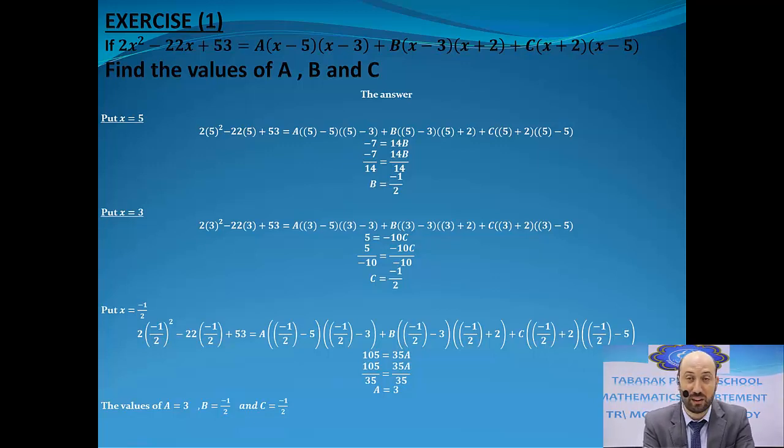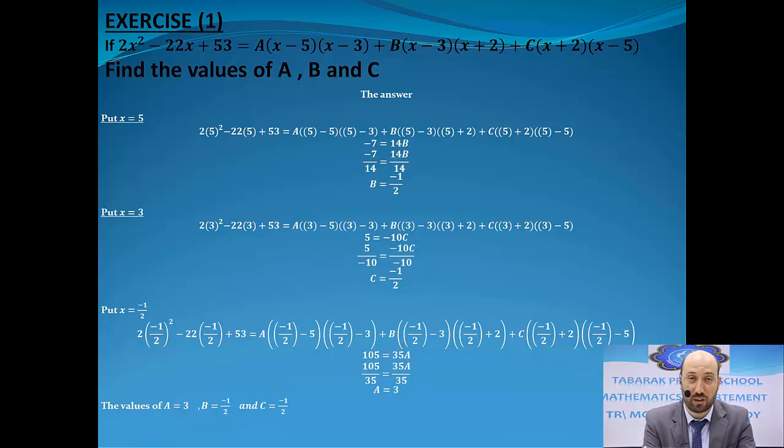After cancelling a and c, we have minus 7 for the left side equals 14b. Divided by 14 on both sides, b equals minus half. Here is the value of b.